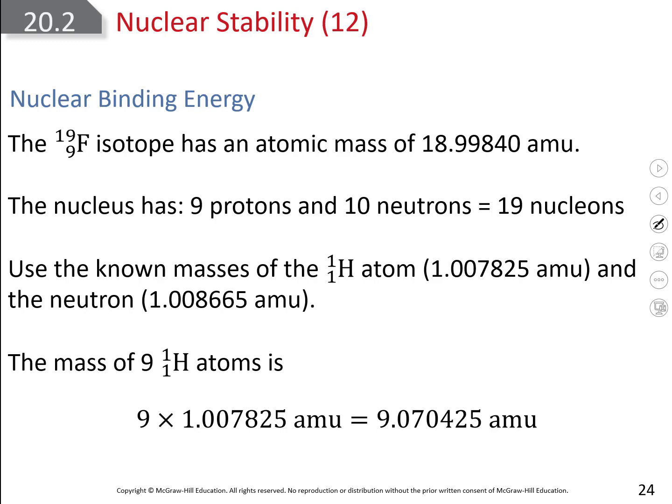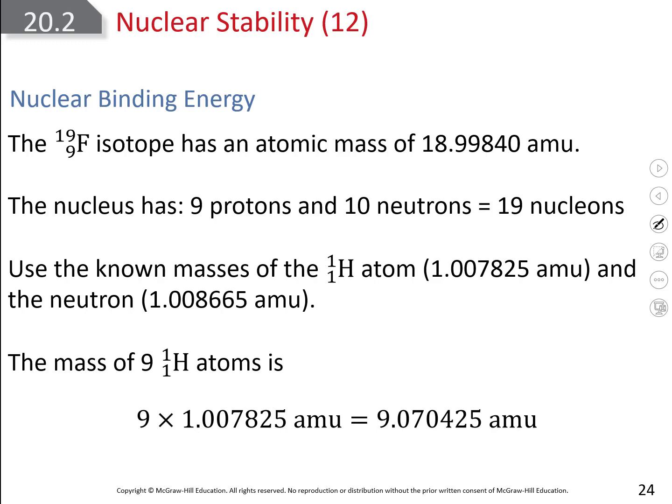For example, let's look at the fluorine-19 isotope, which is the most common isotope of fluorine. It has the atomic mass of 18.99840 atomic mass units. That's what we measure it to be. We know that it has 9 protons and 10 neutrons for a total of 19 nucleons. We can calculate the mass of a proton using a hydrogen-1, or hydrogen plus ion, and it is 1.007825 atomic mass units, and the neutron is slightly heavier, coming in at 1.008665.